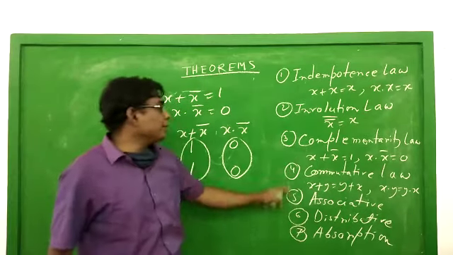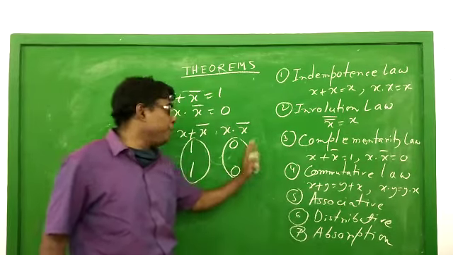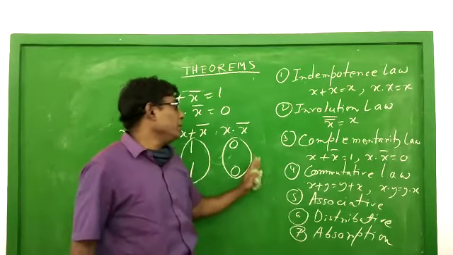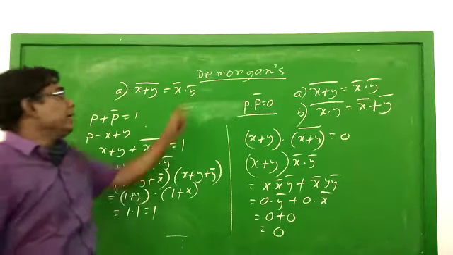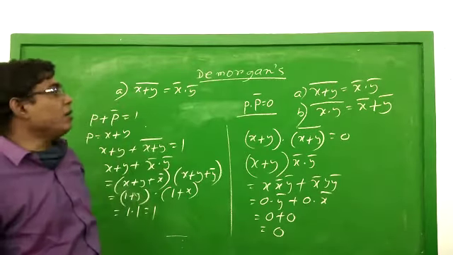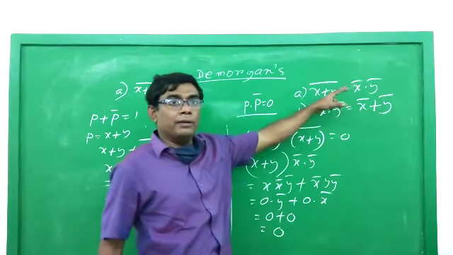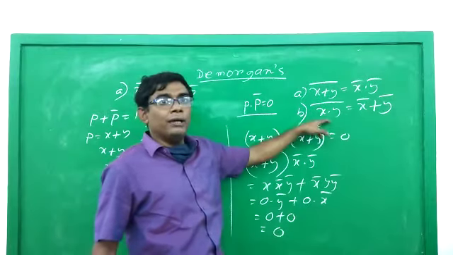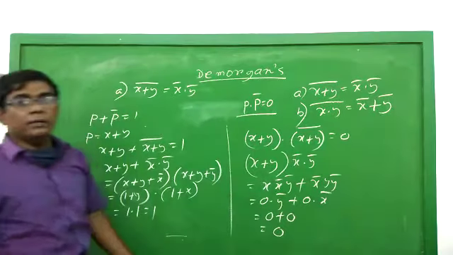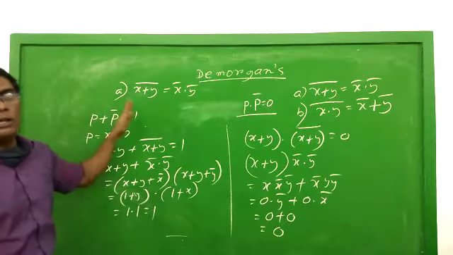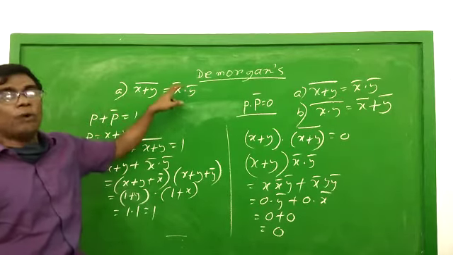Now these are the other laws: commutative law, associative law, distributive law and absorption law. You can prove them yourself with the help of truth table. Now the last topic is De Morgan's law. What are the laws? X or y whole complement equal to x complement and y complement. Next, x and y whole complement equal to x complement or y complement. Now we want to prove De Morgan's first law: x or y whole complement equal to x complement and y complement.